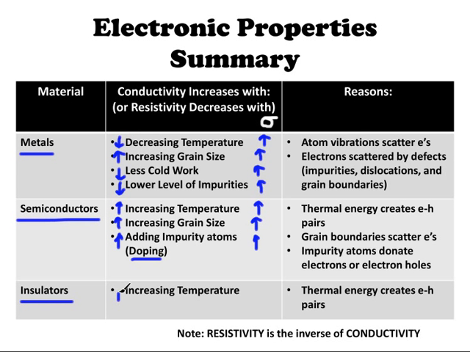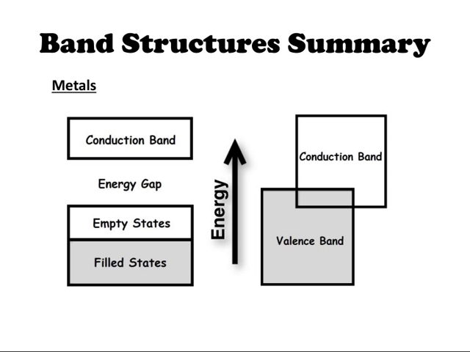For insulators, when you increase the temperature, it will increase the conductivity because thermal energy again creates electron-hole pairs. A very important note to remember is that resistivity is the inverse of conductivity. So whatever increases your conductivity will decrease your resistivity of that material and vice versa. Next, we are going to discuss band structures.